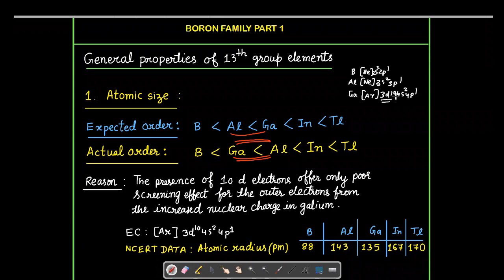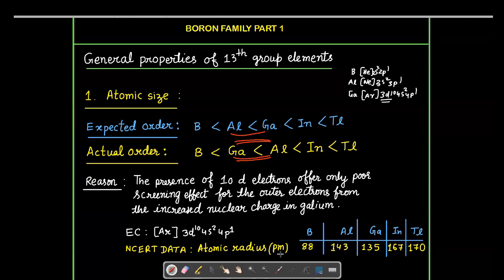In gallium, while filling electrons in the outermost shell, before that there are 10 electrons in 3d, and the screening effect of 3d electrons is less. So in the presence of 10 d electrons, the force of attraction between the nucleus and the outermost electron in gallium increases because of the poor shielding effect of d. Because of that, the size of gallium is less than that of aluminium. The presence of 10 d electrons offers only poor screening of the outer electrons from the increased nuclear charge in gallium.